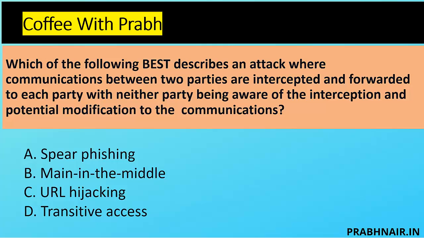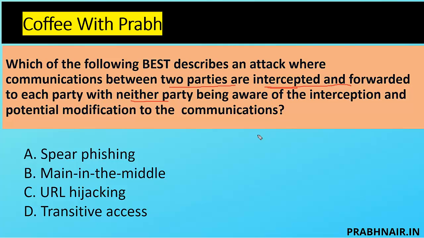Which of the following best describes an attack where the communication between two parties is intercepted and forwarded to each party, with neither party being aware of the interception and potential modification to the communication?